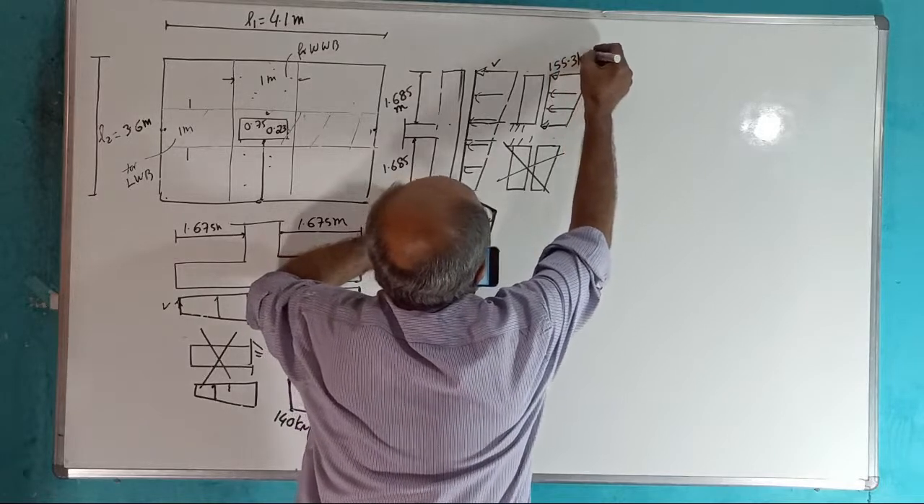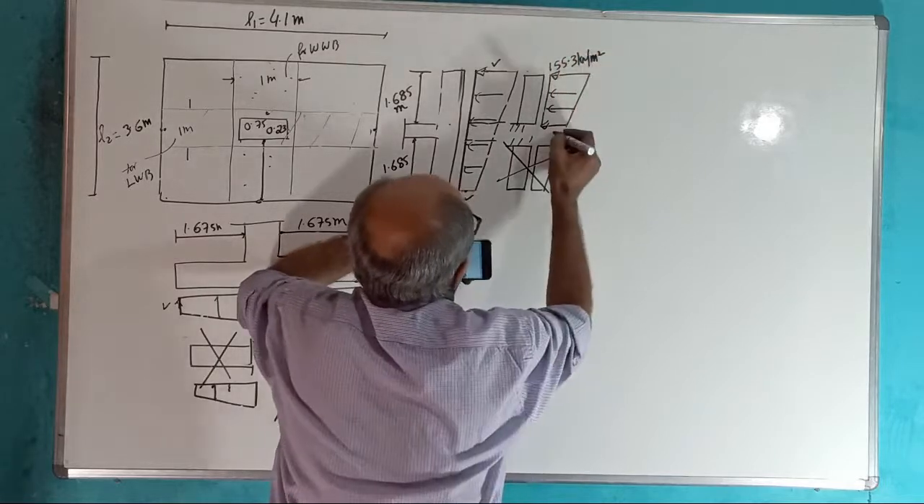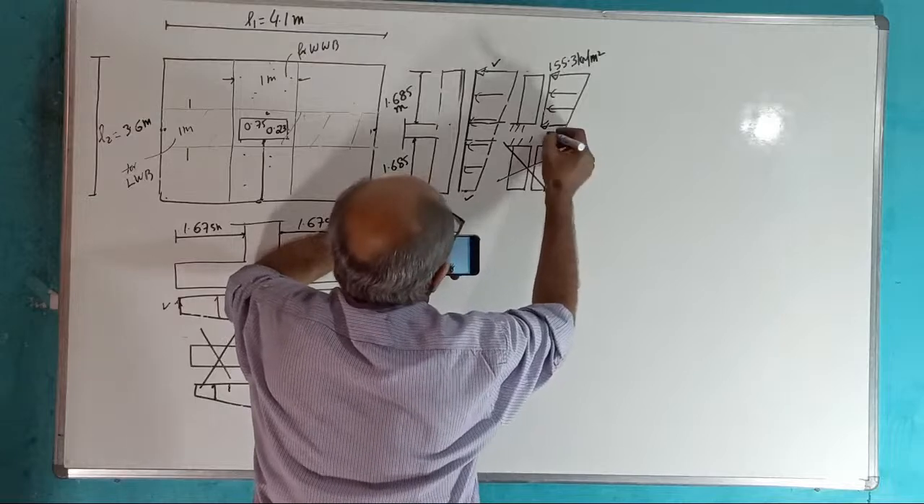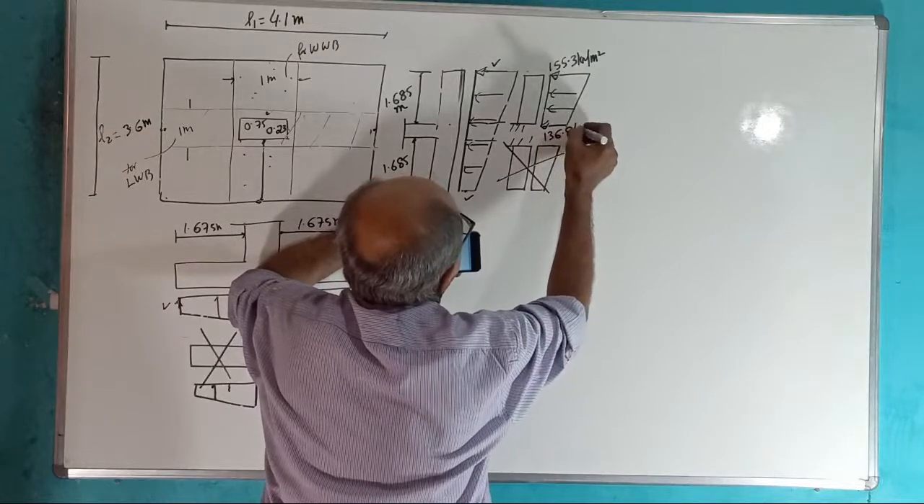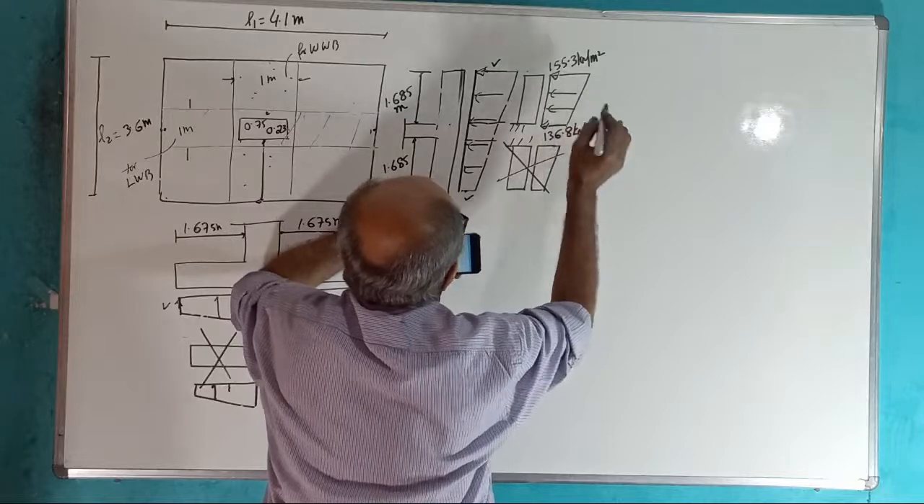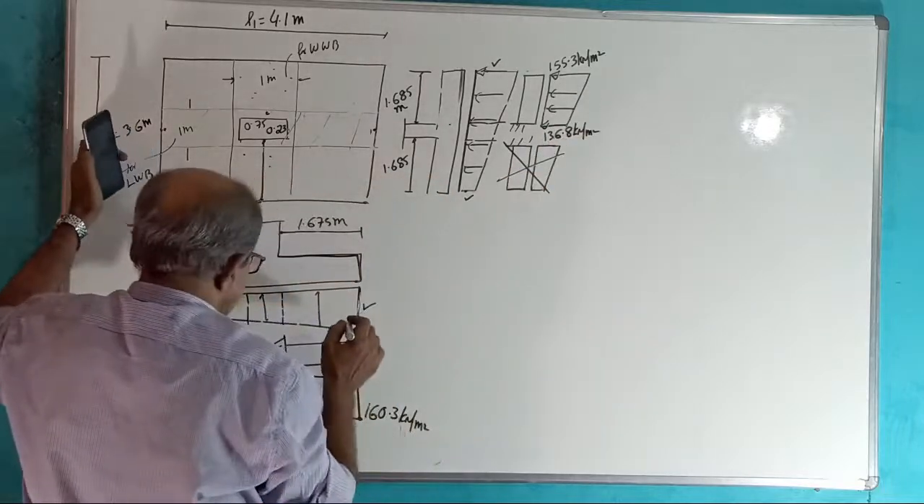155.3 kN per meter square here. And here it is 136.8 kN per meter square. Okay, now I told you later other things.